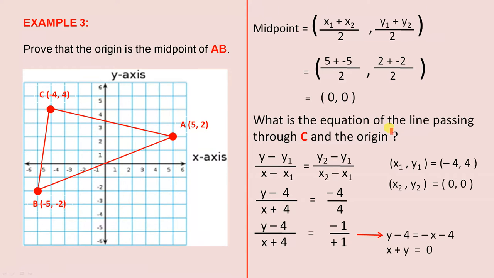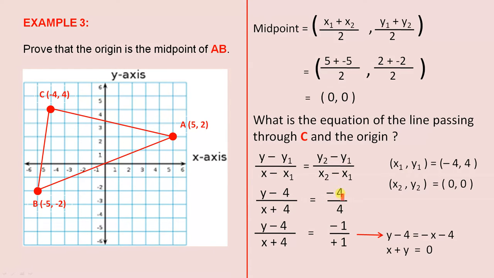Now we can ask the question, what is the equation of the line passing through C and the origin? So if you have a line from C through the origin, what's the equation of that line? Now all you do is use the 2-point formula. Here it is here. We've seen that many times before. And here are the 2 points. So x1, y1 is negative 4, 4, which is there. And x2, y2 is 0, 0. We'll let that be the origin.